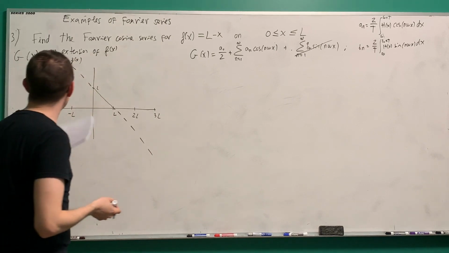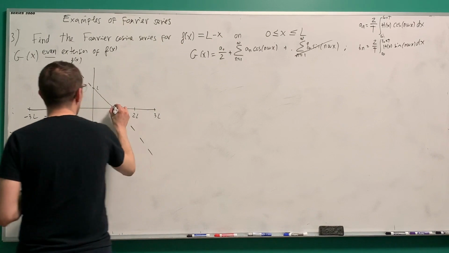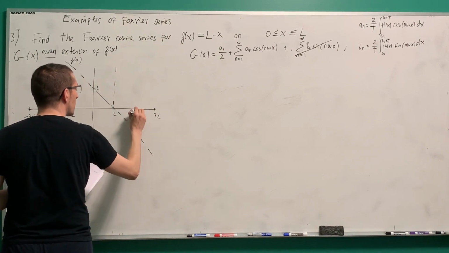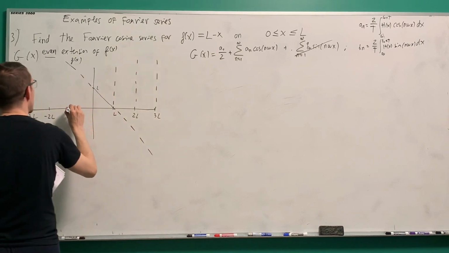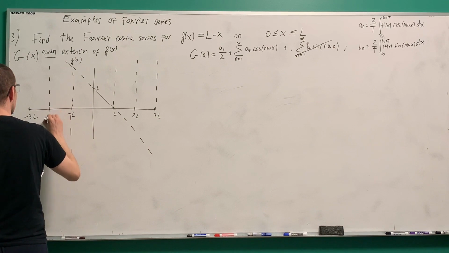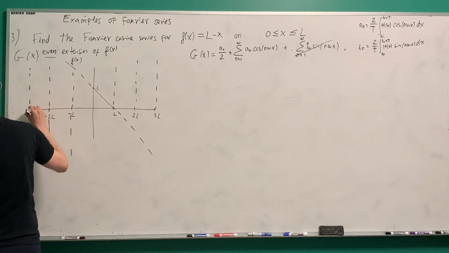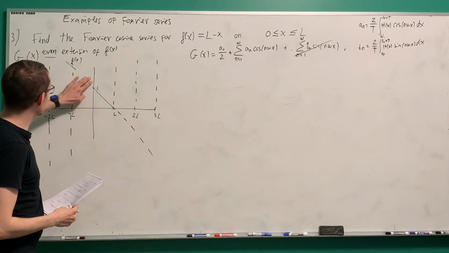But we don't want f of x. We want g of x, the even extension. Let's do the even extension. We draw the axis of symmetry. All right. So let's just not confuse ourselves with that.